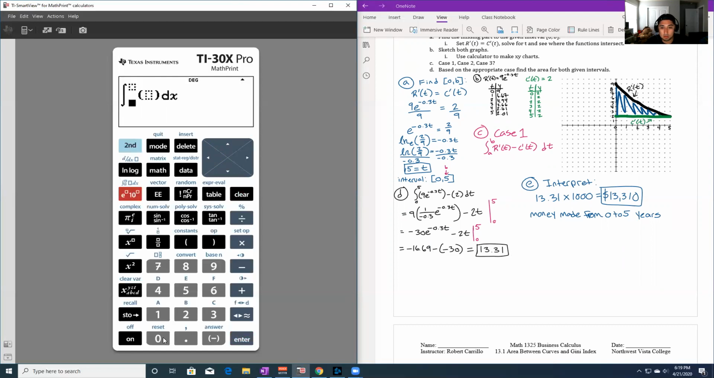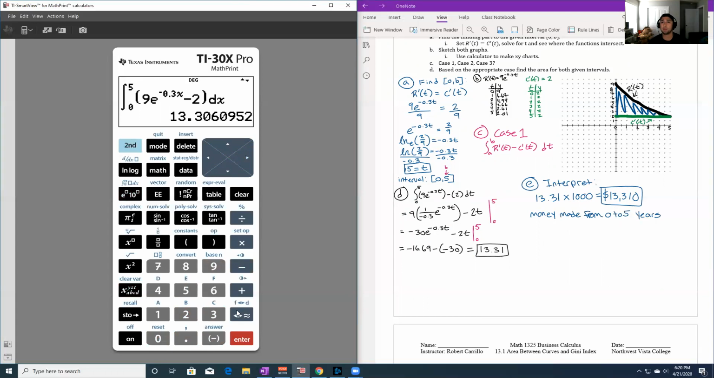Second integral, 0 to 5 of 9e to the negative 0.3x minus 2. That's $13.31. So yes.